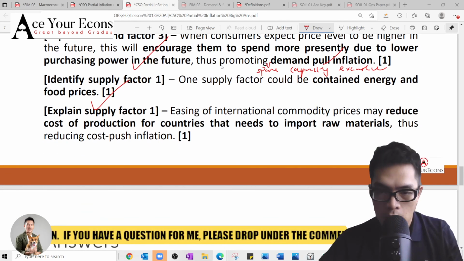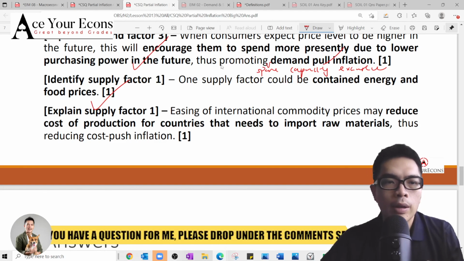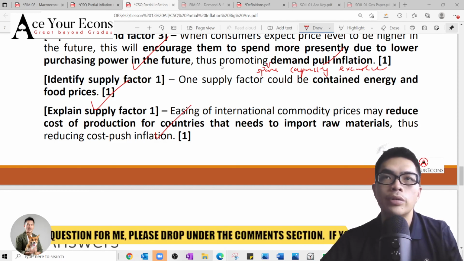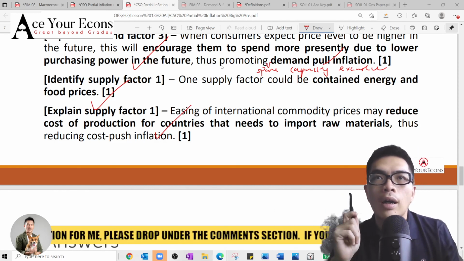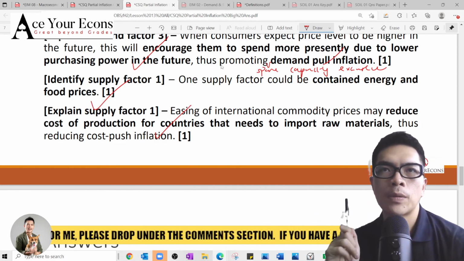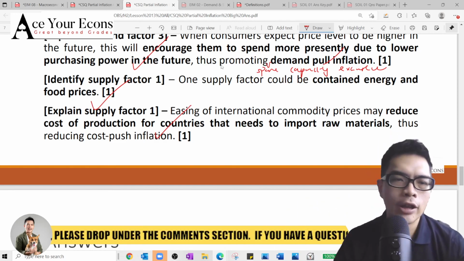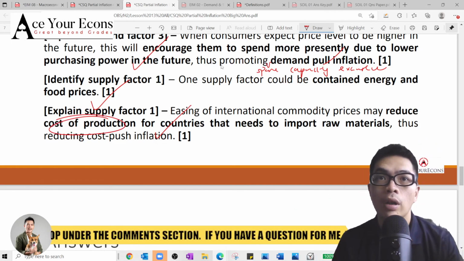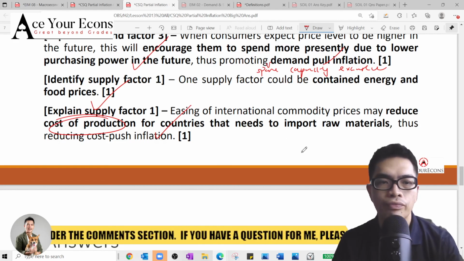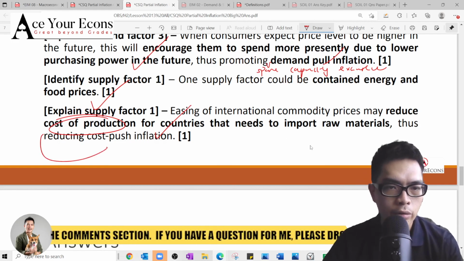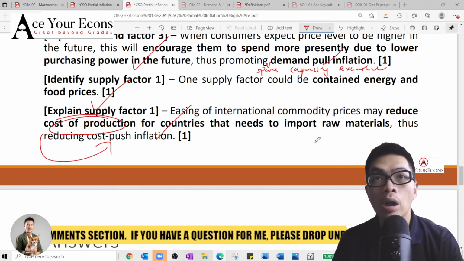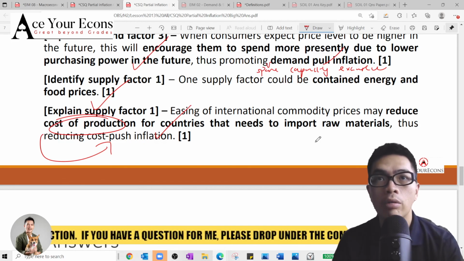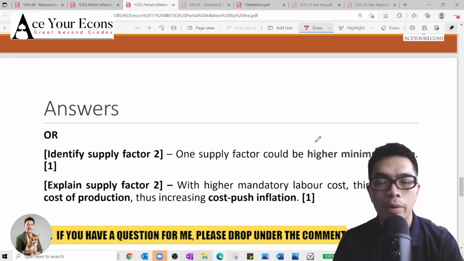So you can see that the easing of commodity prices will ease the cost of production to import raw materials. Remember, especially for cost push inflation, there's a very high chance you need to use the COP word. Check your answer whether you have the COP word with you. There's a very, very high chance, and you have to relate this to cost push inflation. You do not need to break it down into short run or long run. You just need to identify the COP word here. Later on, you will see that I'll be using the COP word fairly rampantly.